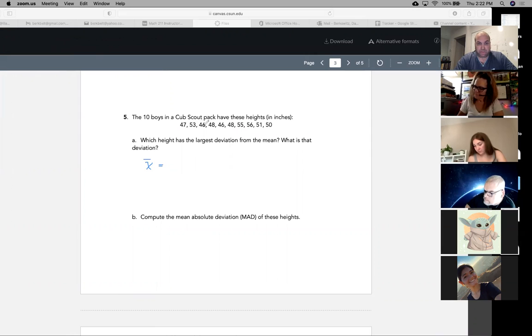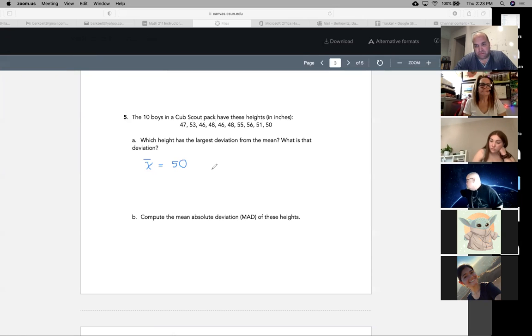So when I add these ten numbers together, 47 plus 53 is 100, 146, 194, 240, 288, 399, 500. So the total is 500, which means that if I did the math correctly, and on a test, I wouldn't do it very quickly or in my head like that. But I think the mean is 50. I seem to recall that being the mean.